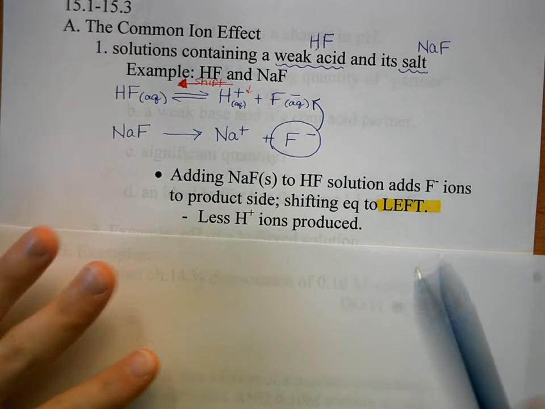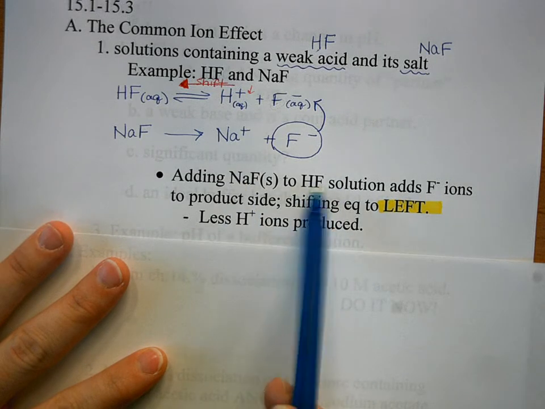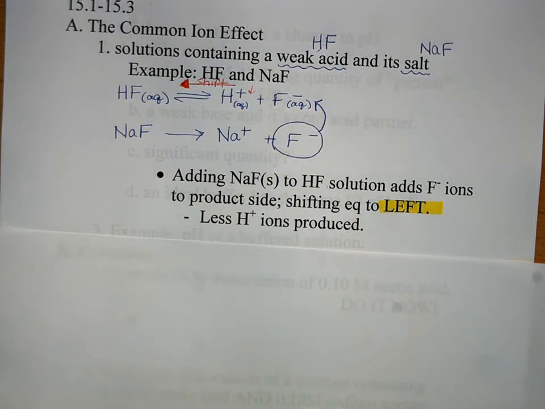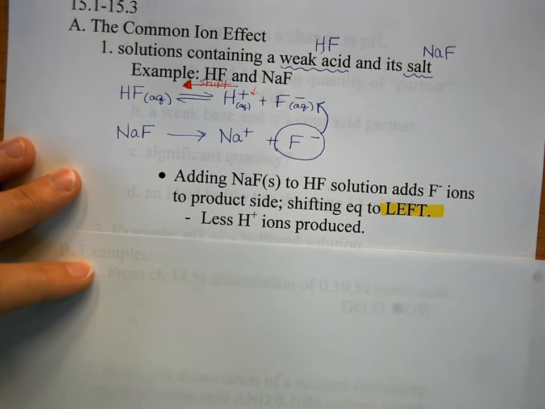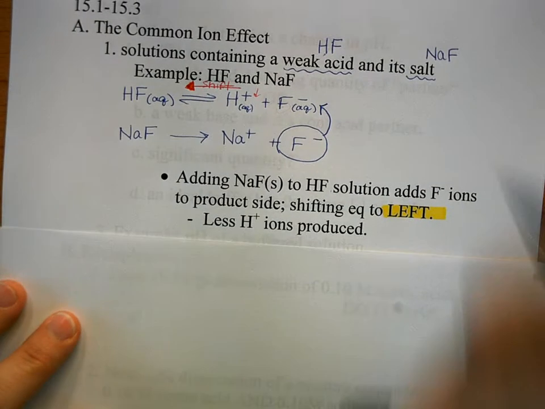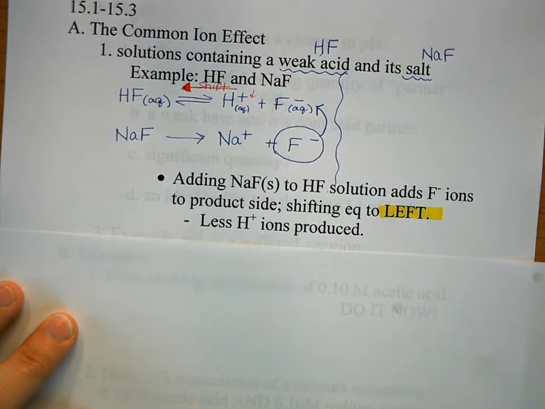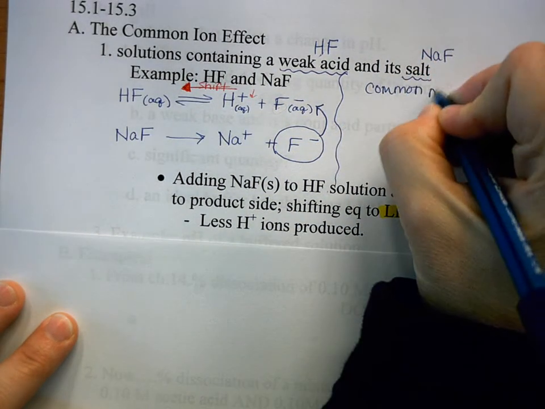Okay, so this just summarizes basically what we talked about. Adding sodium fluoride to hydrofluoric acid solution adds fluoride ions to the product side, shifting equilibrium to the left. We get less hydrogen ions produced, so a smaller percentage of dissociation. Now, let's just address something right now, because it's a common mistake throughout this whole chapter. So make yourself a note: common mistake.